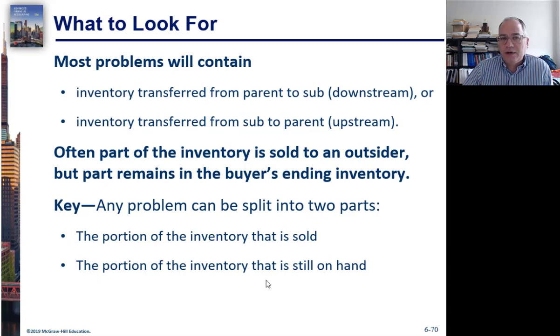So typical things to look for here would be inventory transferred from a parent to a sub or transferred from a sub to a parent. And part of the inventory might be sold to an outsider, but part of it might remain on the buyer's books, in which case that sale would need to be split into two parts. Part of it you can record the gross profit on, the portion that was sold to the outside, but any inventory that hasn't yet been sold to the outside needs to be written down.